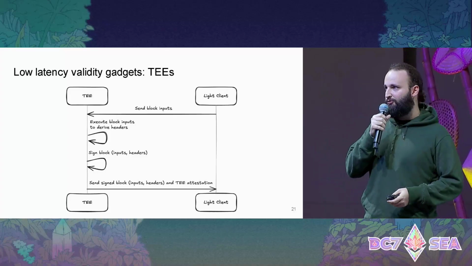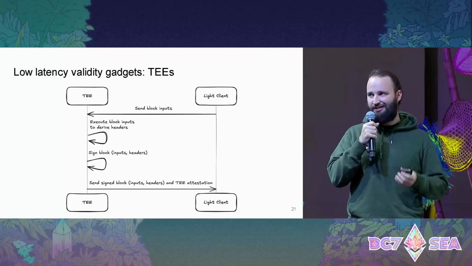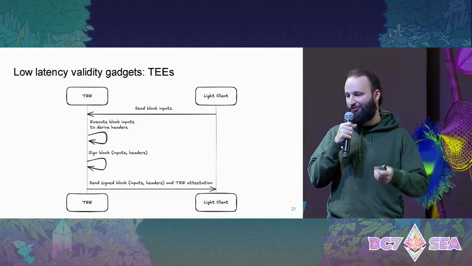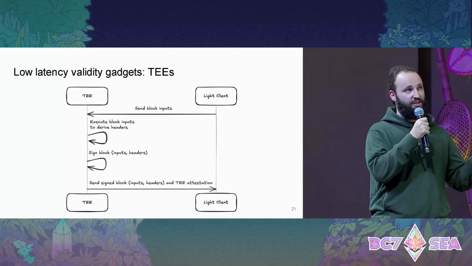And the light client receives the signature, checks that it's valid, receives the attestation, checks that the TEE really is running the code they say they're running. They're hopefully running the code that executes the state transition function. And then it accepts it as valid.